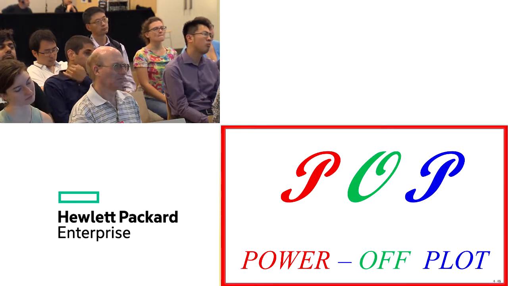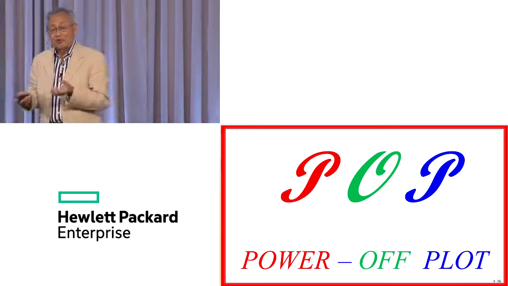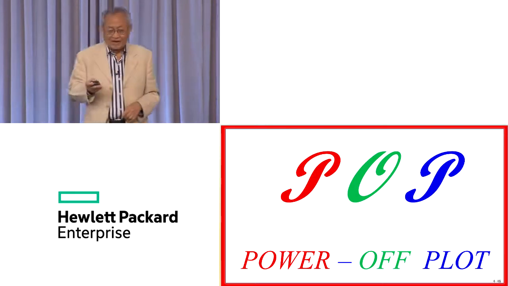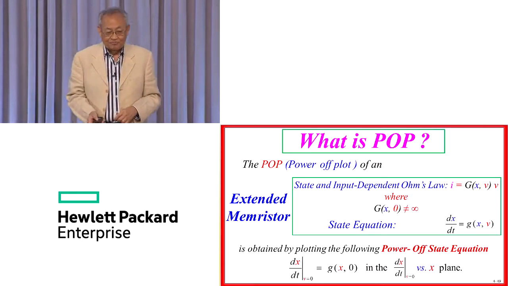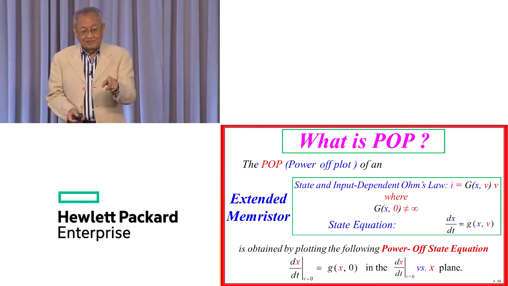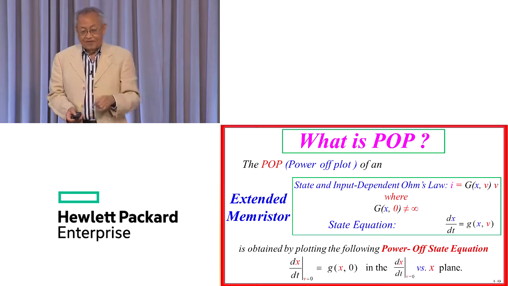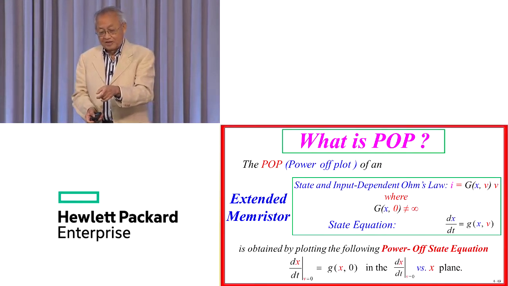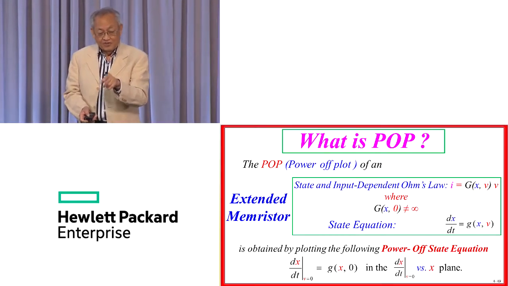Now, if there's one important concept we want to learn today, it's POP. It's easy to remember, because it's like popcorn. You can just pop, okay? It's a very powerful concept. It stands for power-off plot, and it is what we're going to use today. Basically, POP is just a code for the power-off plot of an extended memristor, which is obtained by plotting the power-off state equation. The power-off state equation is just the state equation you've seen already, except that you set the input, in this case v or i, to 0. And you plot that in the dx/dt with v equal to 0 versus x plane.